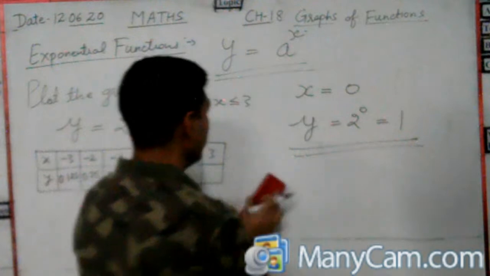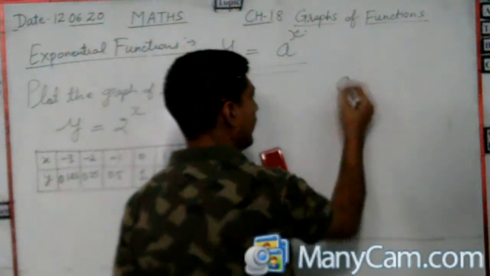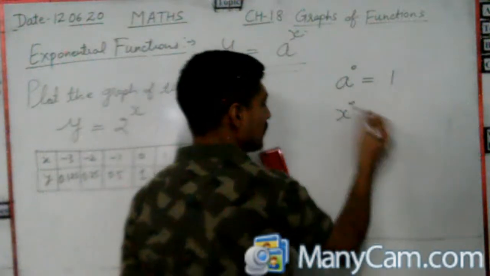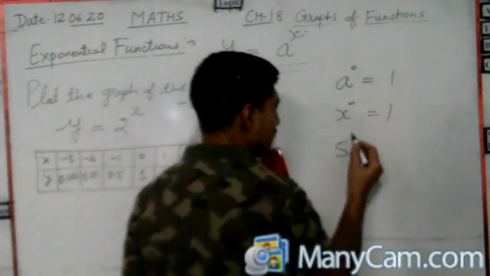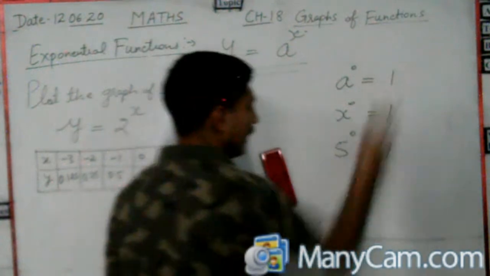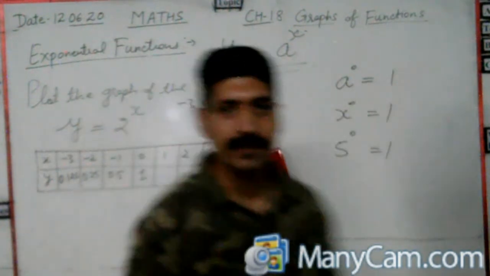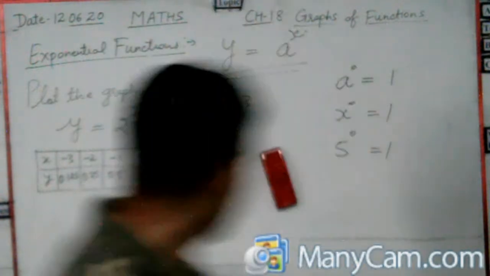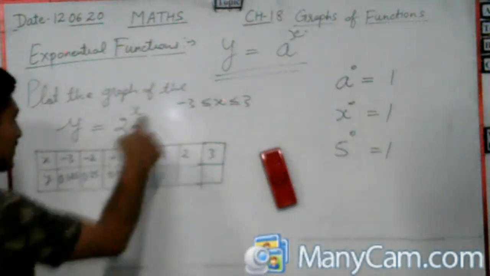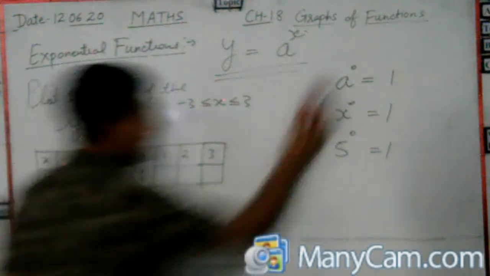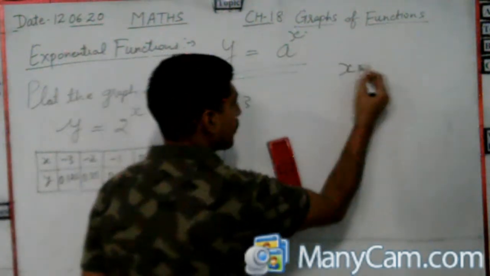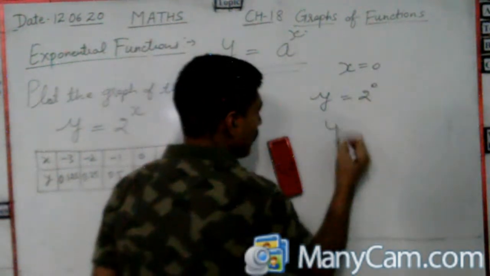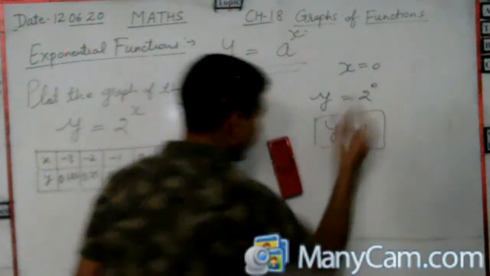Please remember, any number a raised to power 0 is always 1. x raised to power 0 is always 1, 5 raised to power 0 is always 1. Any constant raised to power 0 is always 1. So here, when x is equal to 0, y is equal to 2 raised to power 0, that is y is equal to 1.